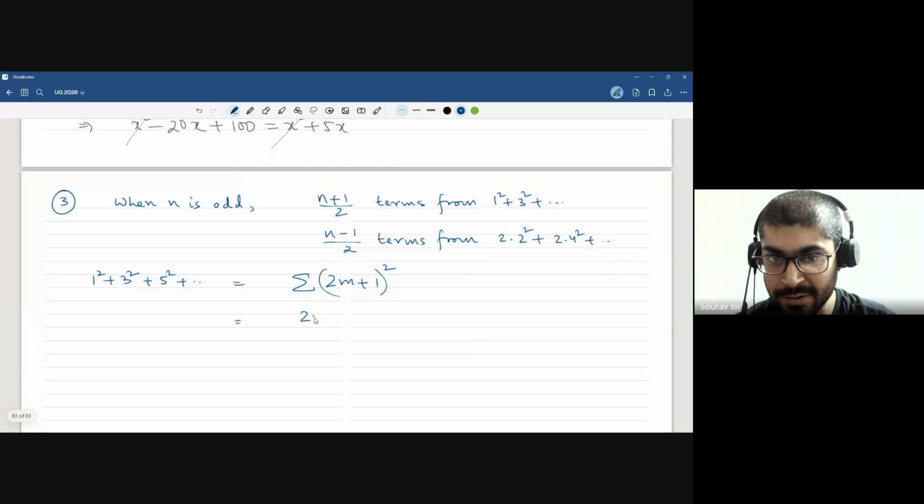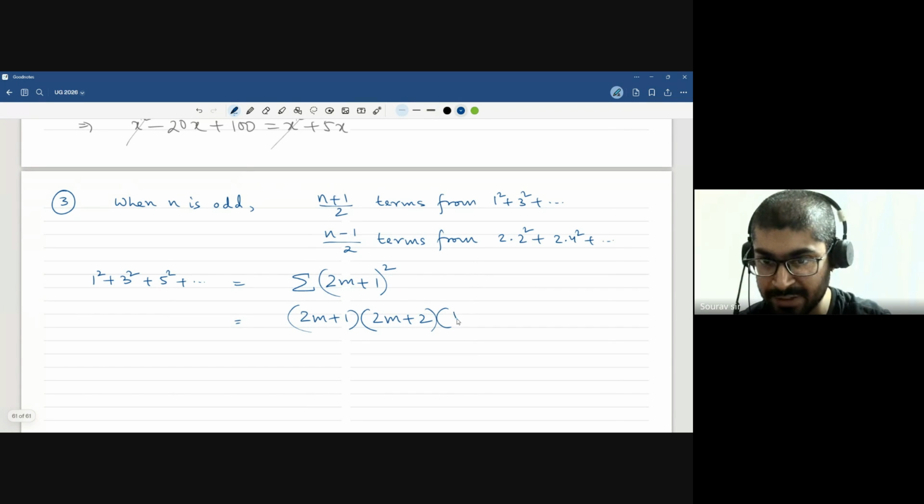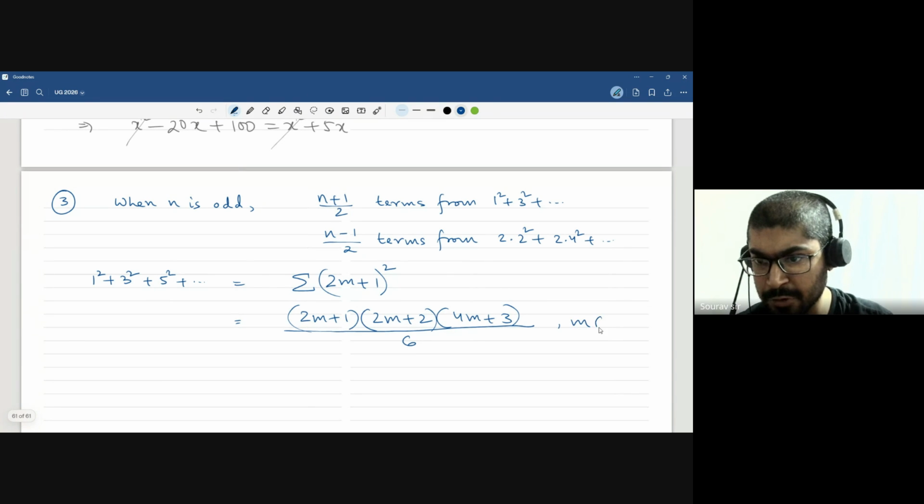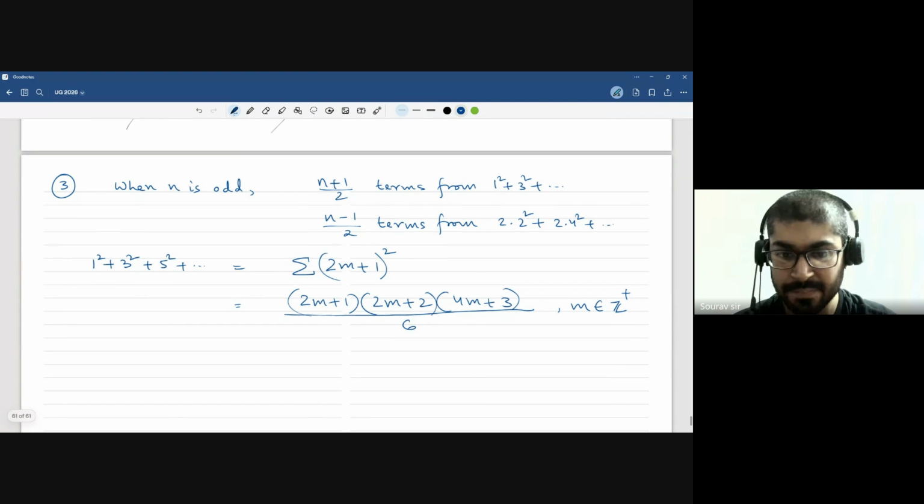So it will be 2m plus 1 into n plus 1. So 2m plus 2 into 2n plus n into n plus 1 into 2n plus 1. So that will be 4m plus 2, I mean 4m plus 3, right? By 6. That will be the sum where m belongs to z plus, right? So that will be the sum. So once you have this, we can do the other one as well.